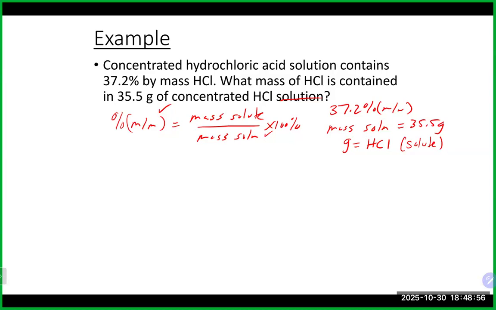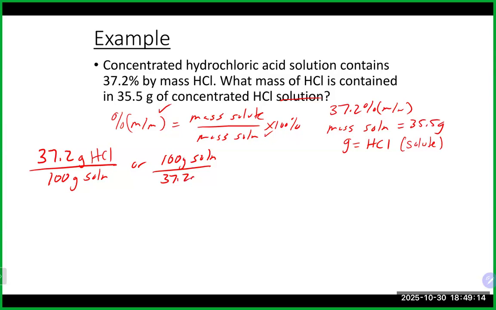You could also, again, like we were talking about, turn your percentage into a conversion factor. So 37.2 grams of HCl in 100 grams of solution, or again, 100 grams of solution would contain 37.2 grams of HCl. And if you do that, you could just take the dimensional analysis approach, not worry about rearranging this equation if that's something that maybe you struggle with.